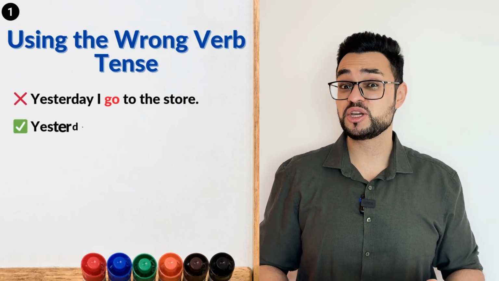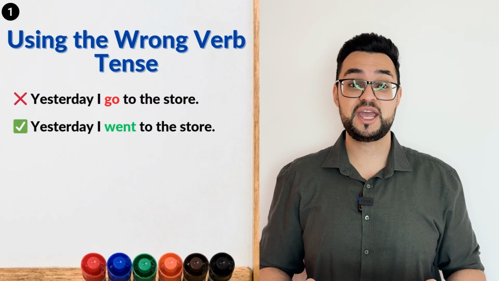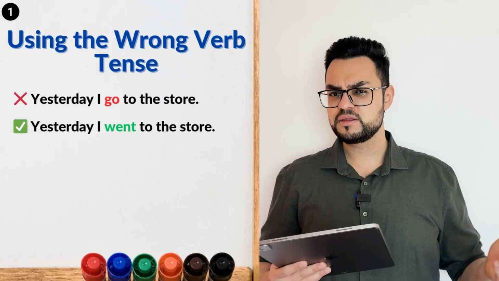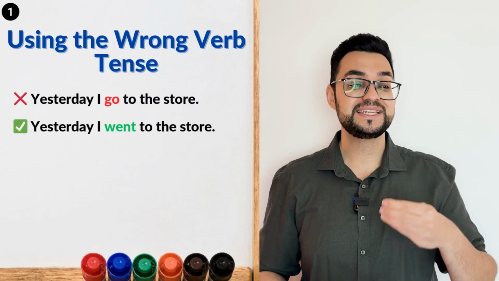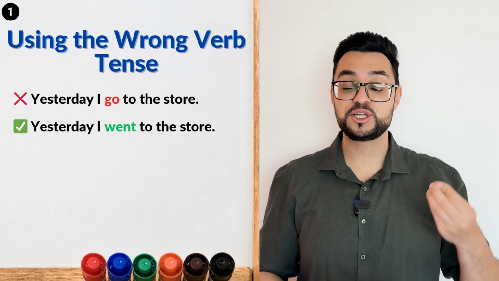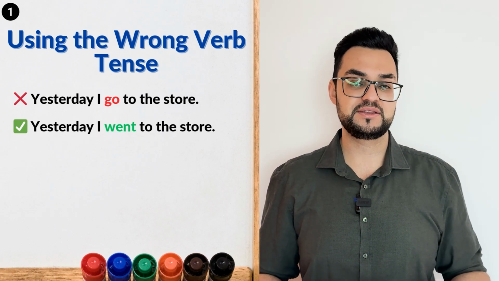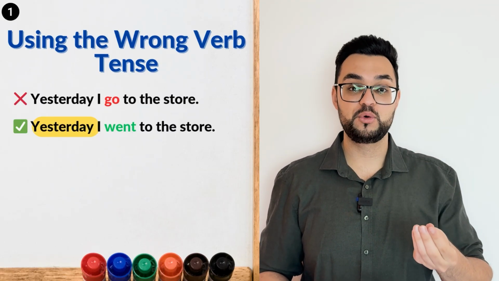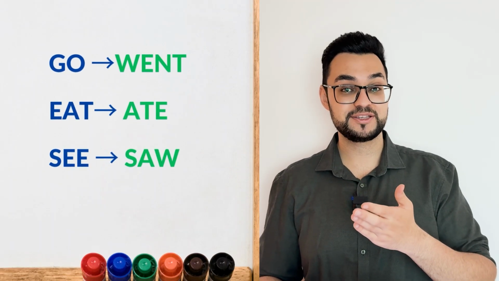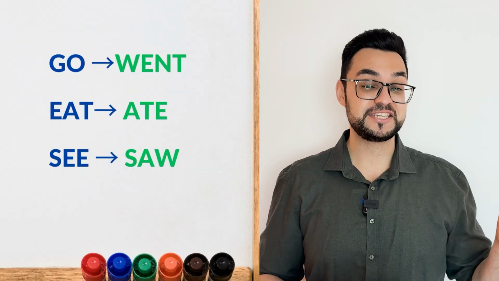Number one is using the wrong verb tense. Like saying yesterday, I go to store, instead of saying yesterday, I went to store. This is a common mistake in English. Remember, verbs change form depending on when the action happens. Go is the present tense. And since we're talking about yesterday, you need to use the past form, which is went. A good way to remember these past tense forms is to practice common verb tenses in the past, like go, went, eat, ate, see, saw.